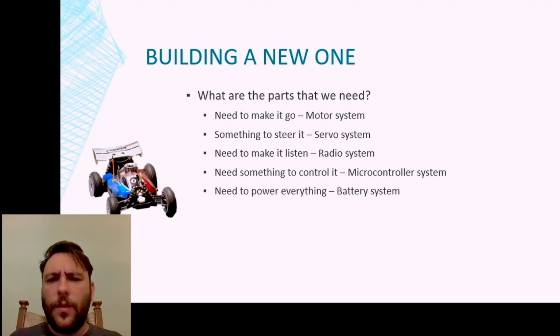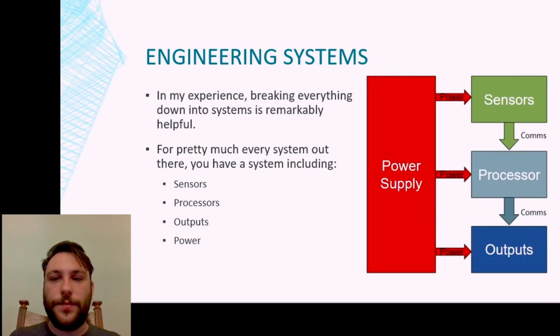It might not be too bad with a simple system like this to figure out all the ways that the systems interact, but I always find it really helpful to put everything down into a diagram. So let's look at the way that we can engineer these different systems. I found that this flowchart here seems to be true for most every system out there.